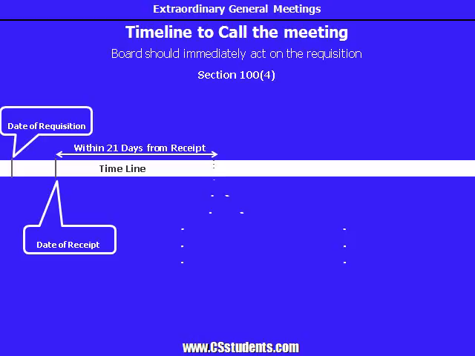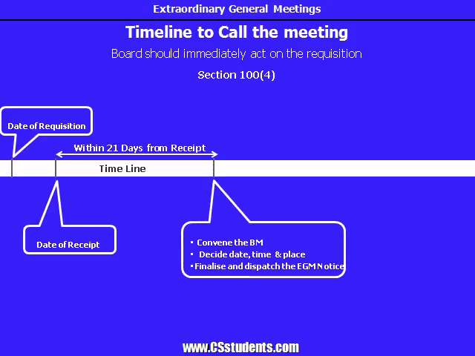Means, practically speaking, within 21 days of receipt of the requisition, the board should decide the time, place and draft of the notice of the extraordinary general meeting, and should dispatch such notice to the shareholders. For example, if the shareholders courier the requisition on 1st January, which is received at the registered office of the company on 5th of January, the board will have 21 days to call the meeting.